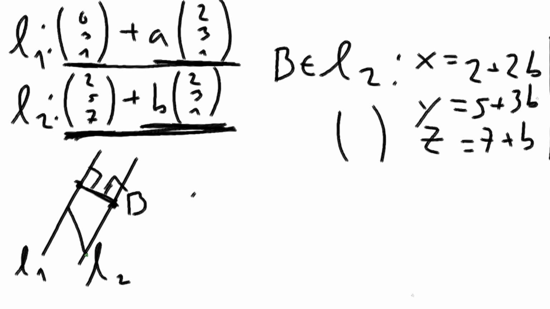So we want the shortest distance, which is B to some point that is straight on the opposite side when we look perpendicularly towards the other line, from L2 to L1. So how do we get that?